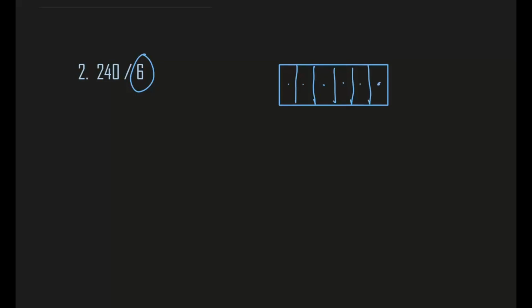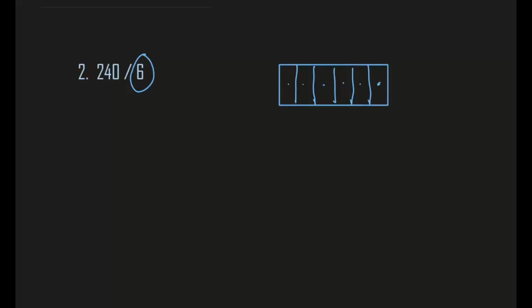Okay, so now our next question is 240 divided by 6. So again, let's draw a rectangle. Now, what we'll do is we are going to separate it into 6 parts this time, because we're dividing by 6. So 1, 2, 3, 4, 5, and 6.